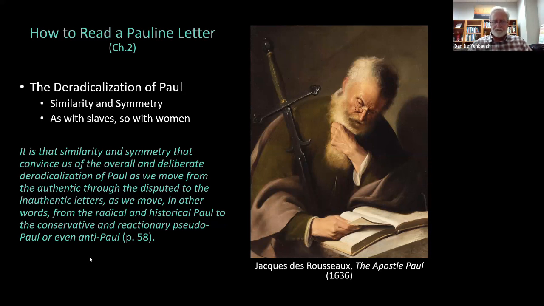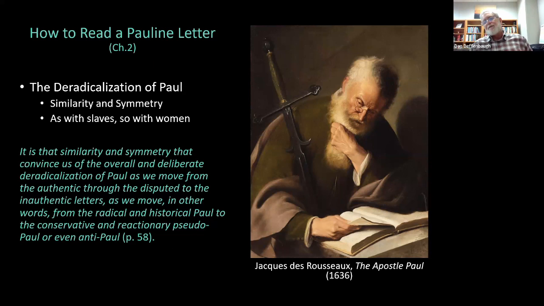So here's the concluding section written on page 58. It is that similarity and symmetry that convince us of the overall and deliberate de-radicalization of Paul as we move from the authentic letters through the disputed to the inauthentic letters. As we move, in other words, from the radical and historical Paul to the conservative and reactionary pseudo-Paul, or even anti-Paul.